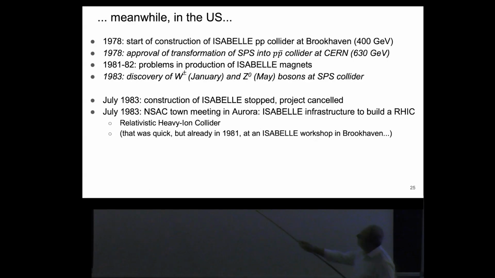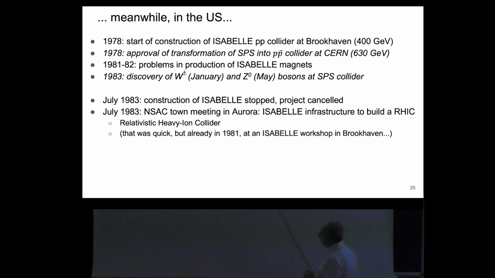But in that very same month, there was an NSAC meeting. This is the advisory committee, which was closed last year. In August, they closed the NSAC and restructured the DOE. The NSAC was meeting in Aurora in the same month, and the idea was discussed to use the infrastructure of Isabelle, which in the meantime had been built to a certain extent, to build a relativistic heavy ion collider. And that is how RHIC started so quickly, because Isabelle was stopped.